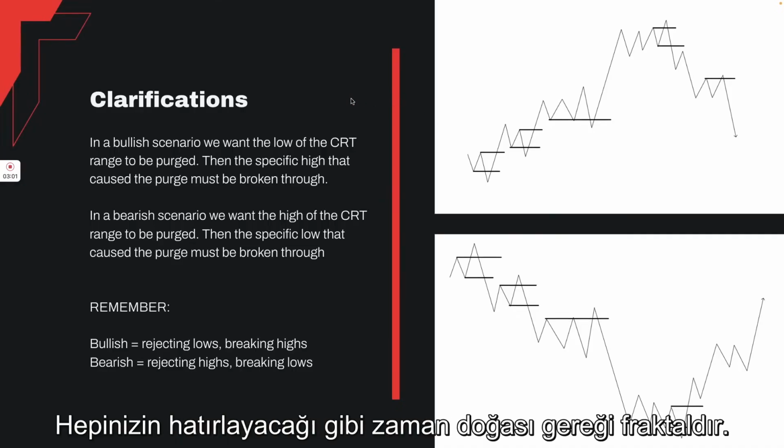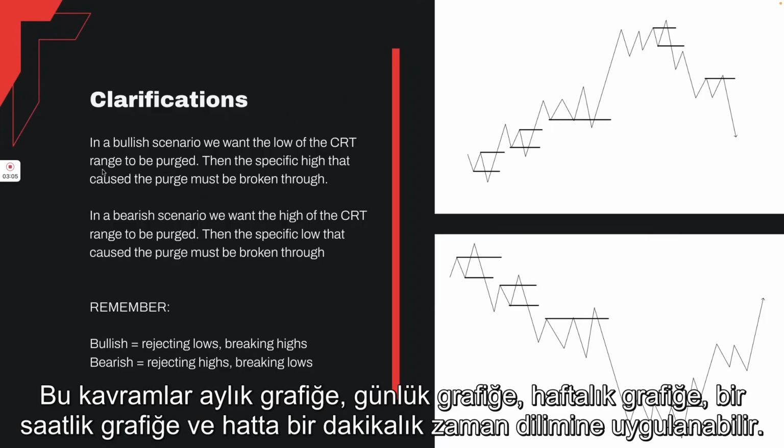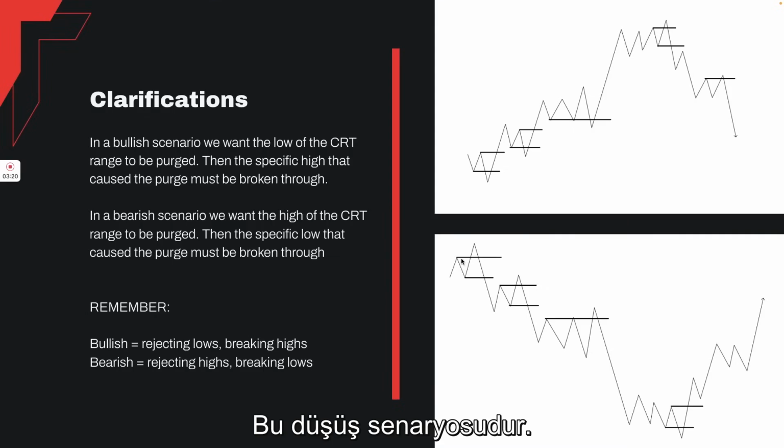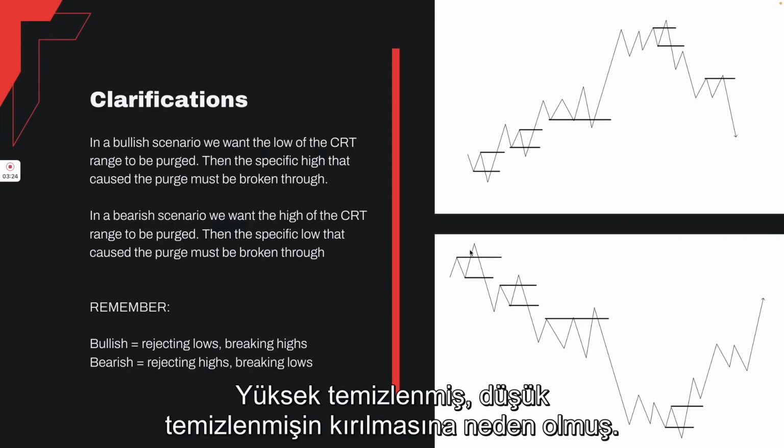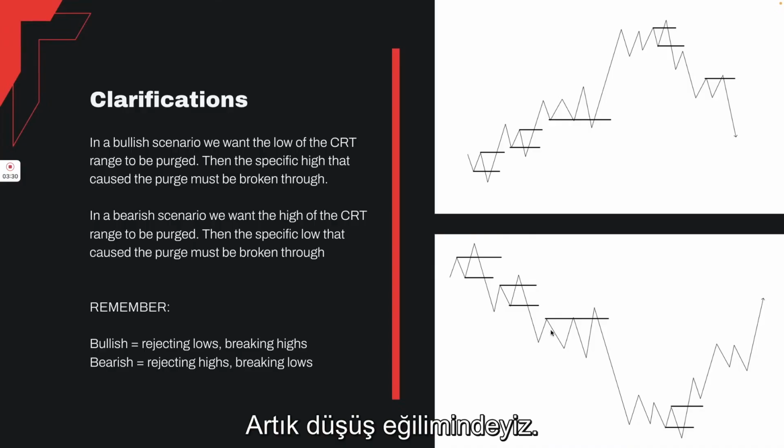As you all remember, time is fractal in nature. These concepts can be applied to the monthly chart, the daily chart, the weekly chart, the 1 hour chart, down to the 1 minute time frame. This is the bearish scenario. High purged, low that caused the purge broken through. We are now bearish.